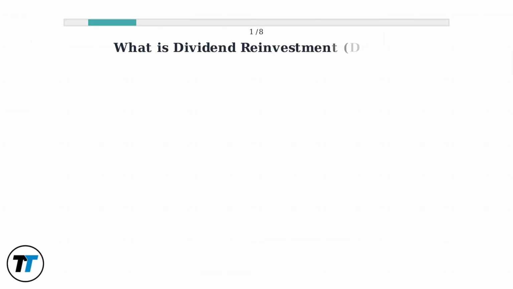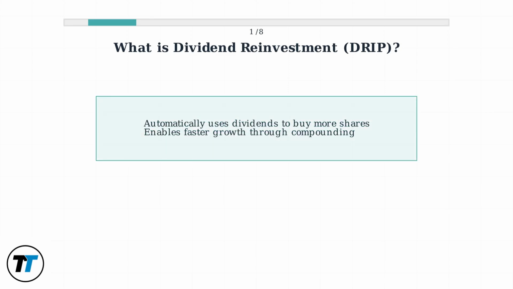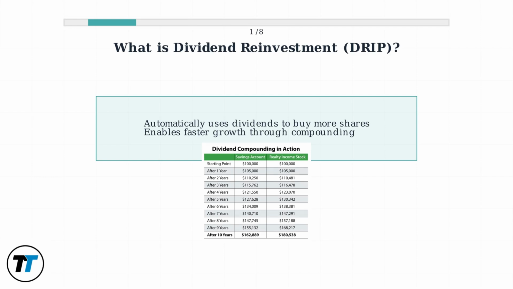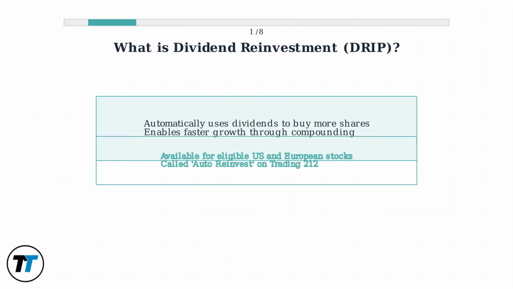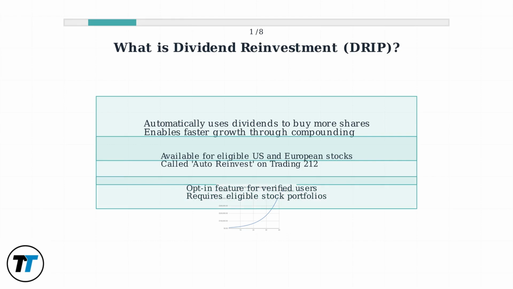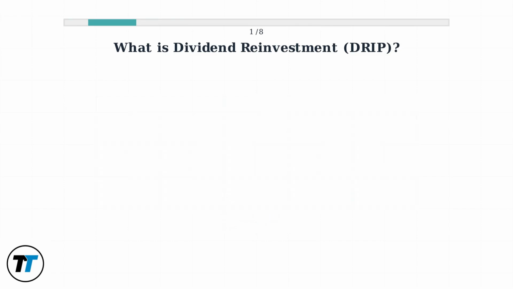Dividend reinvestment, or DRIP, is automatically using your dividend payouts to purchase more shares of the same stock. On Trading 212, this is called auto reinvest. It allows your investments to grow faster through compounding. Trading 212 supports DRIP for eligible US and certain European stocks. This feature is opt-in and available to verified users with eligible portfolios.